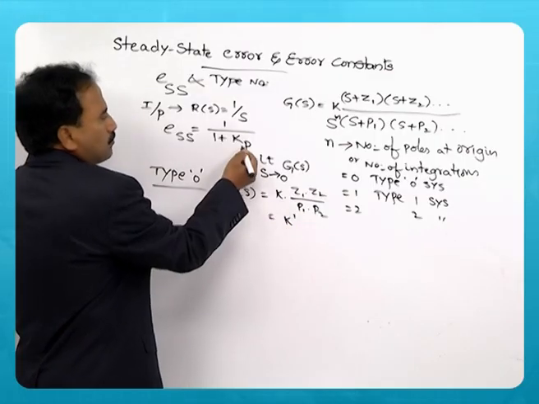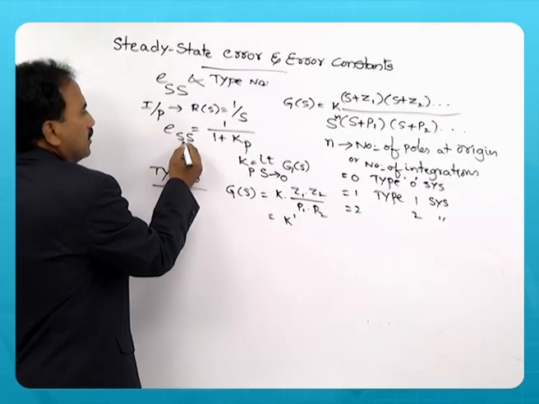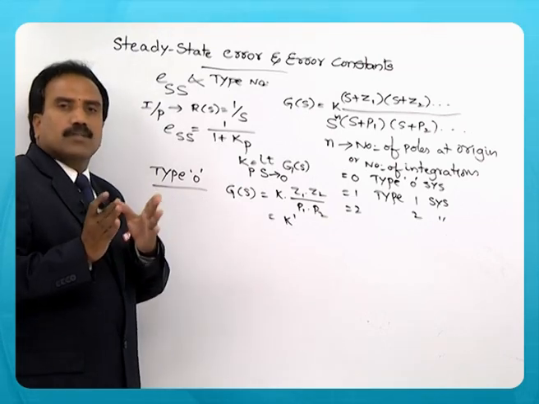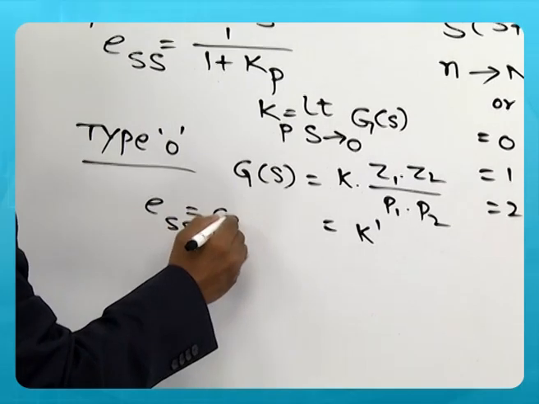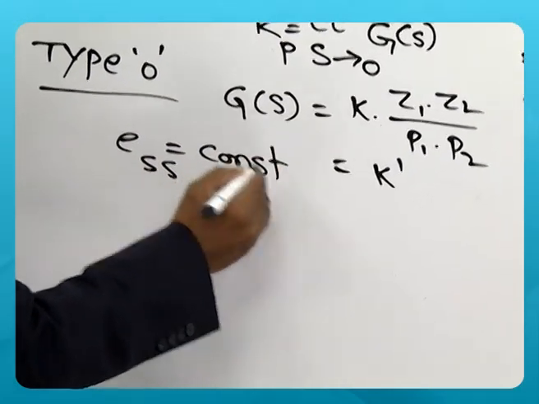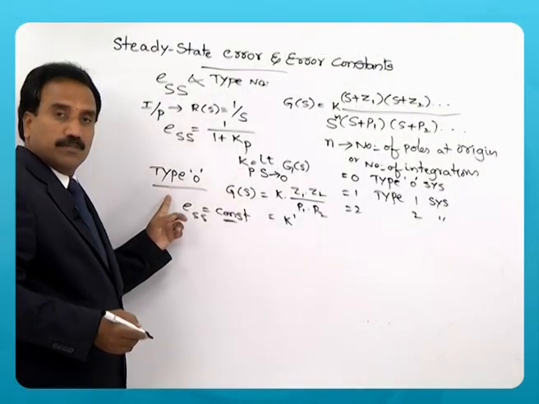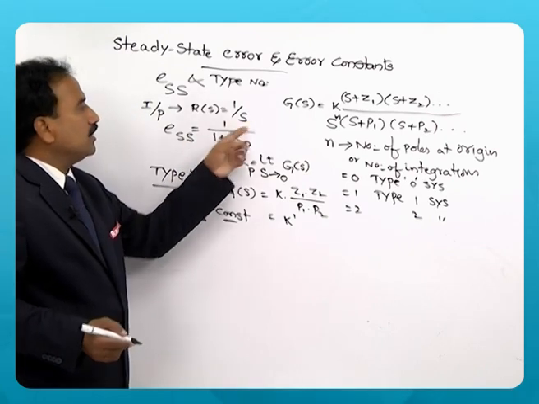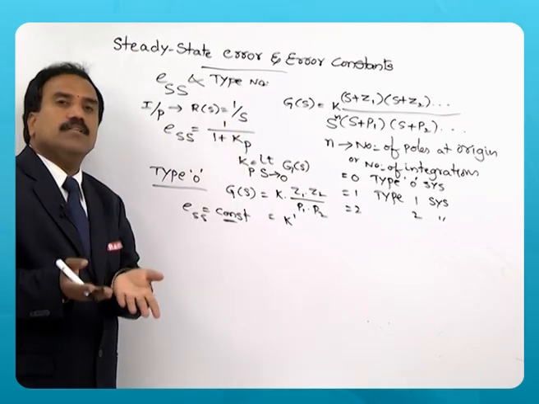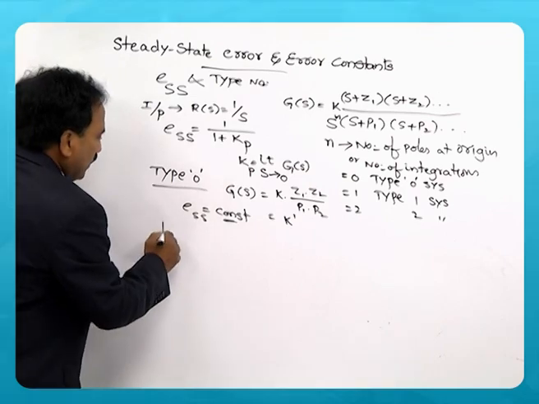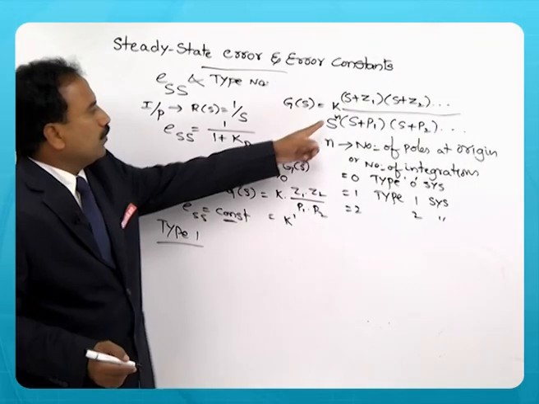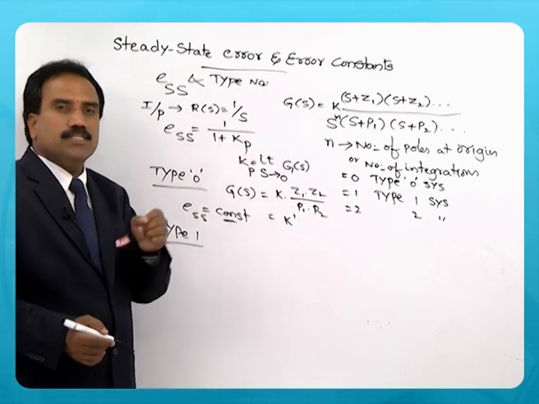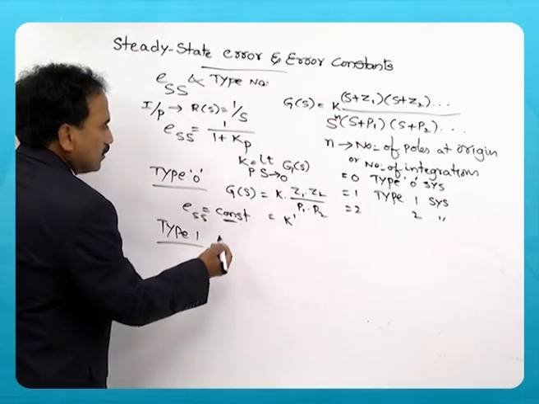That constant, if you substitute here in the Kp, this steady state error will have some constant. So, we say that steady state error is constant if it is a type 0 system excited by unit step input. Now, let us increase the type number, say type 1. What does it mean? There is one pole at origin, n is equal to 1, type 1 system.